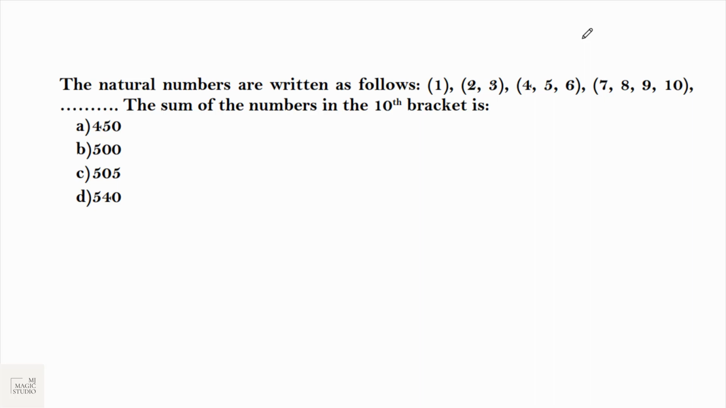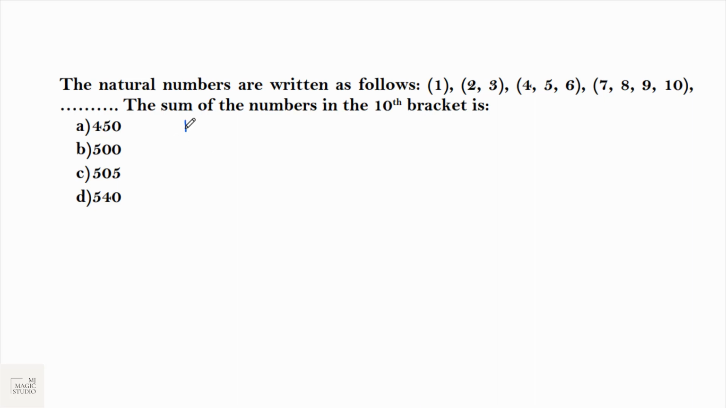Another one on your screen, pause the session, try to solve it yourself. The natural numbers are written as follows: 1, then 2, 3, then 4, 5, 6, then in the fourth bracket we have got 4 numbers: 7, 8, 9, 10. What is the sum of numbers in the 10th bracket?